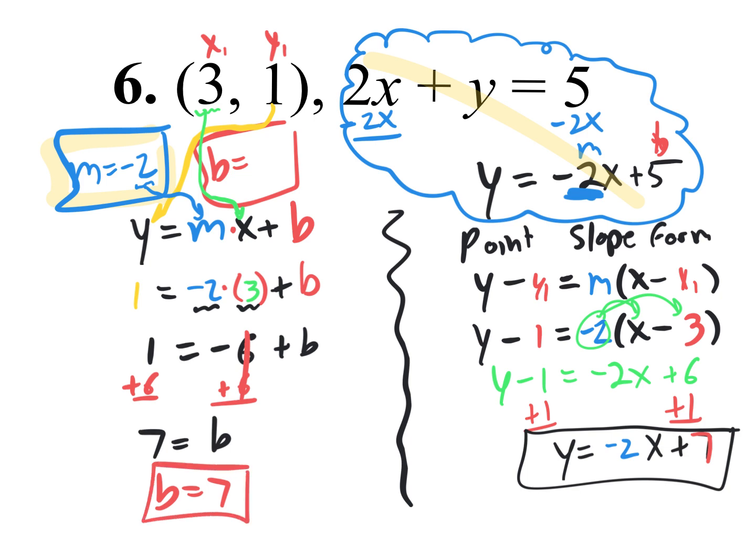Now that you know the b value of 7, you have the m and the b. Now you could write it in y equals mx plus b. Y equals -2x plus 7.